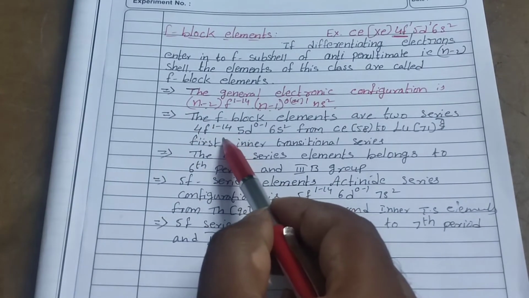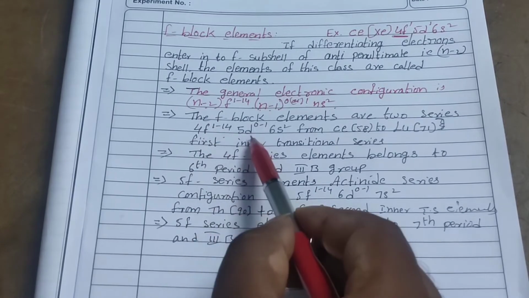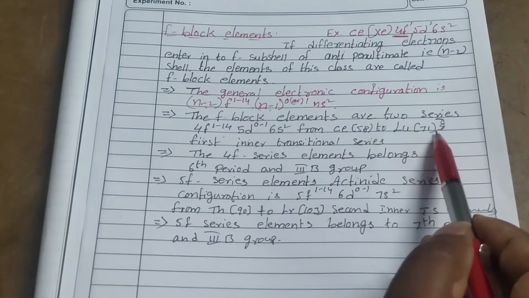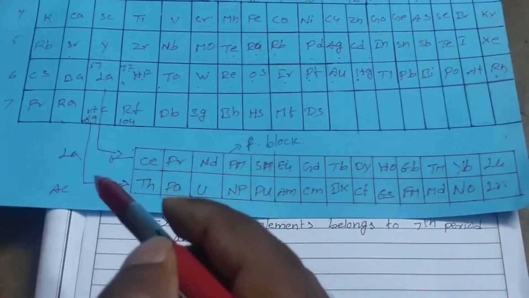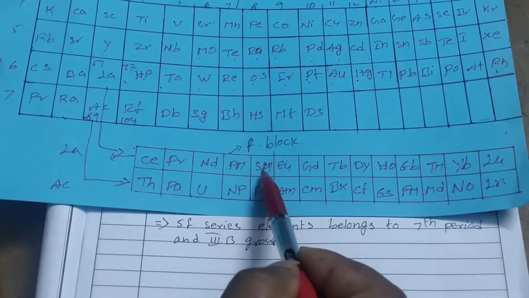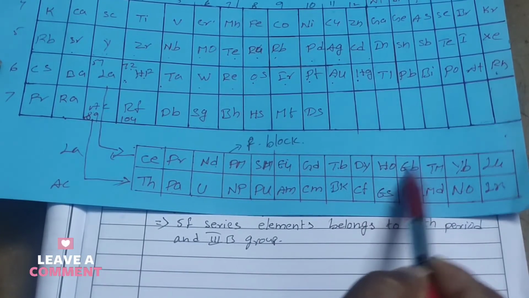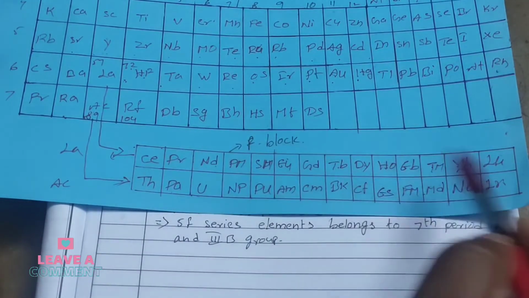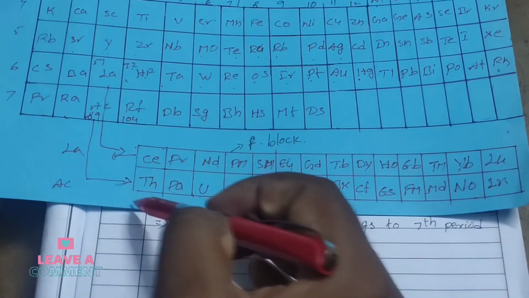And the 4f series general electronic configuration is 4f 1 to 14, 5d 0 or 1, 6s2, starting from cerium to lutetium. You can see here: cerium, praseodymium, neodymium, promethium, samarium, europium, gadolinium, terbium, dysprosium, holmium, erbium, thulium, ytterbium, and lutetium. These 14 elements are called the 4f series elements or the lanthanides. And next one, actinides, after the 14 elements.